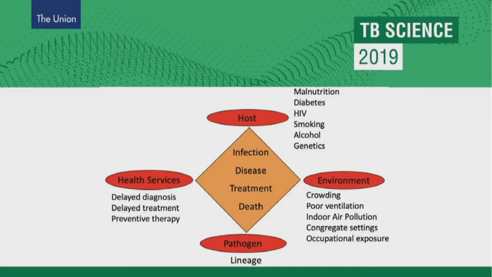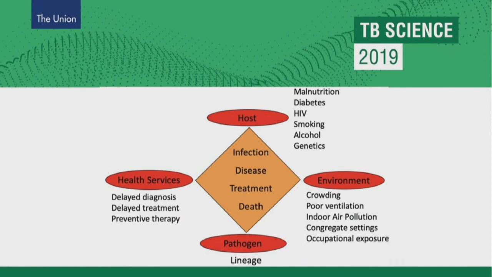So for the past couple of decades, I would say, my group has been interested in the various determinants of TB outcomes. So across the board, TB infection, TB disease, TB treatment, outcomes, and death. And we've looked at a variety of different contributions to that, including the host, so malnutrition, diabetes, smoking, etc., environment, health services, and most recently we've been focusing on pathogen.